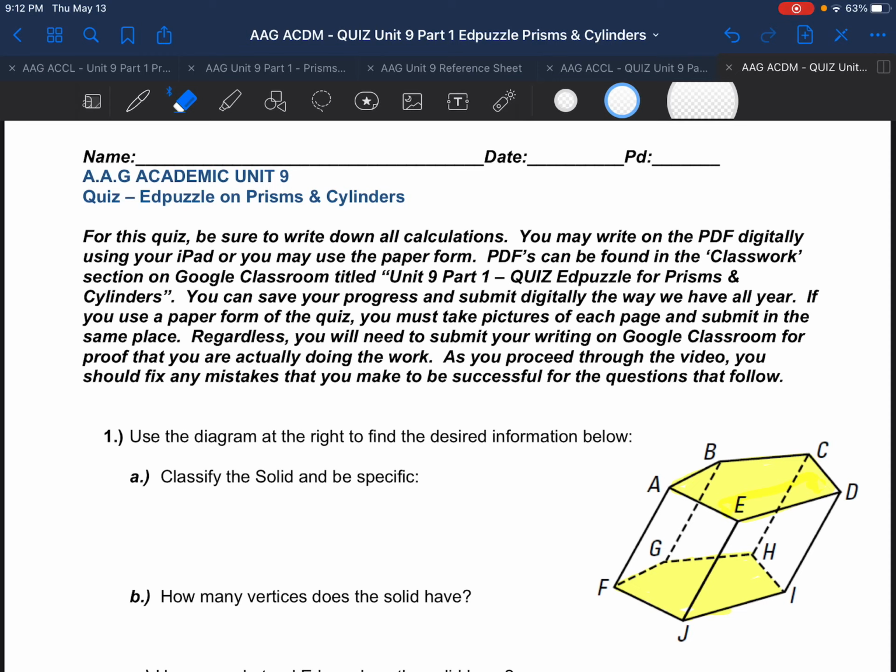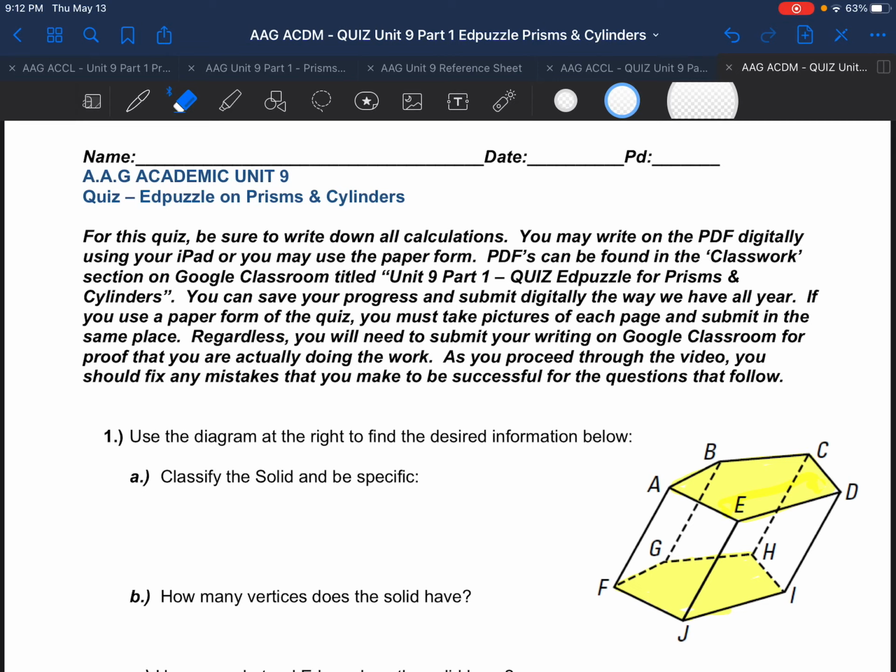You're going to go over to Google Classroom. You're going to open up the PDF that says Unit 9, Part 1, Quiz, Edpuzzle. You're going to write and take your notes on that PDF as if it was like a homework assignment. You're going to go back and forth between the Edpuzzle video and writing your work on the PDF. When you're finished with the Edpuzzle video, you watch it all the way to the very end. That will automatically submit. The other thing you're going to do is go back to Google Classroom and save and submit your PDF with all of your work on it.